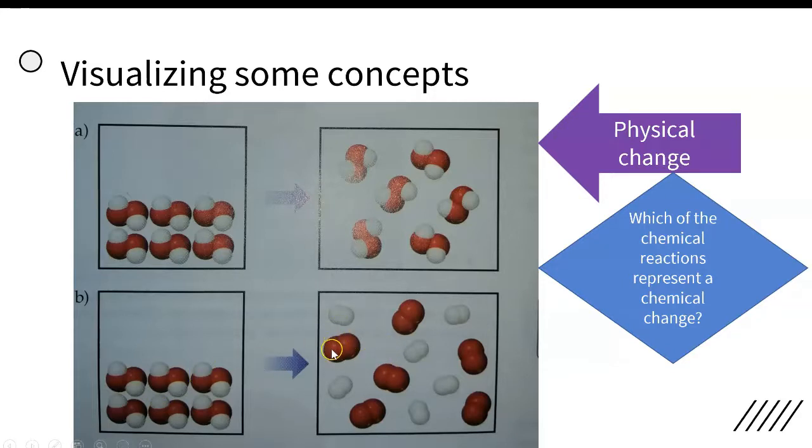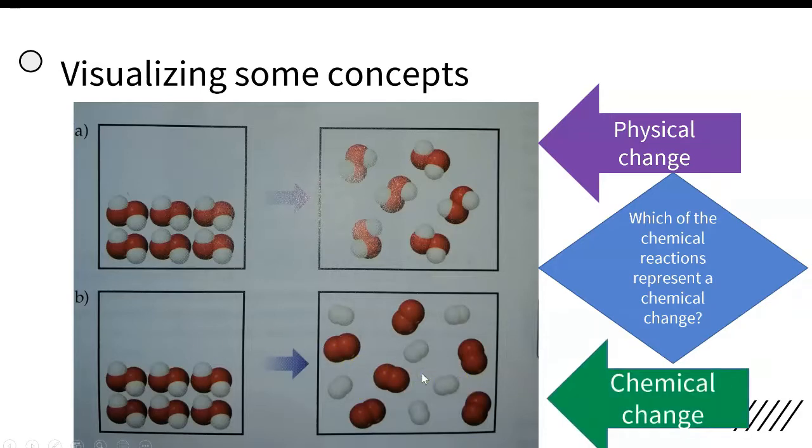Why? Because if you see that the red and the white spheres have disintegrated or decomposed from each other, and they have formed discrete molecules. So the two red ones and two white ones. So this second one is a chemical change.